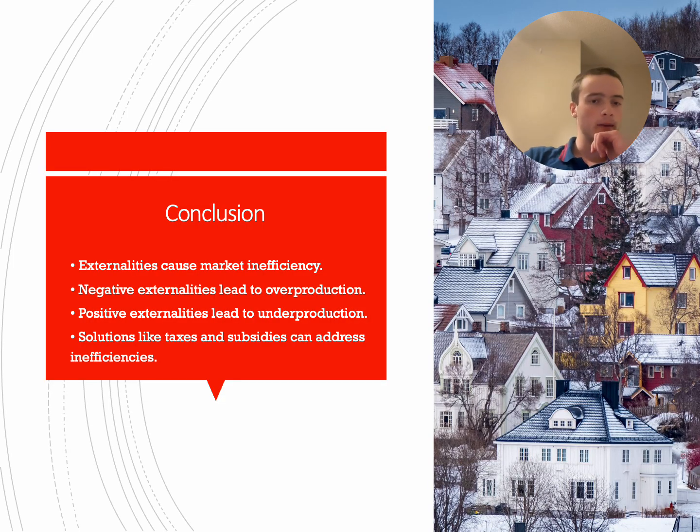So to wrap it up here, in conclusion, externalities cause market inefficiency. So negative externalities lead to overproduction, positive externalities lead to underproduction. Solutions like taxes and subsidies can address these inefficiencies.